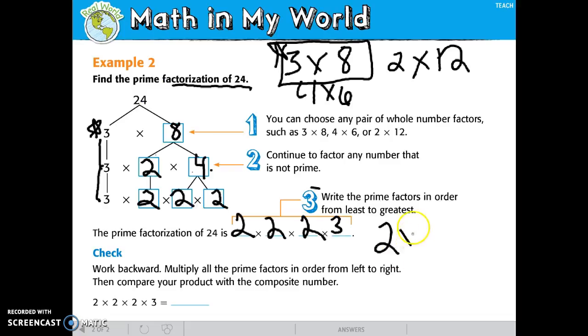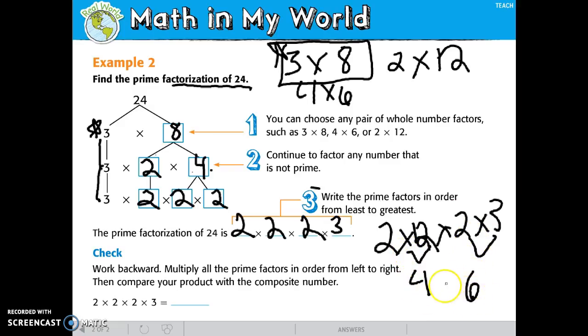So if we took 2 times 2 times 2 times 3, we could do 2 times 2, which is 4, and 2 times 3, which is 6, and multiply 4 times 6, which is 24, and that's the number that we started with up here, so we know that our answer is right.